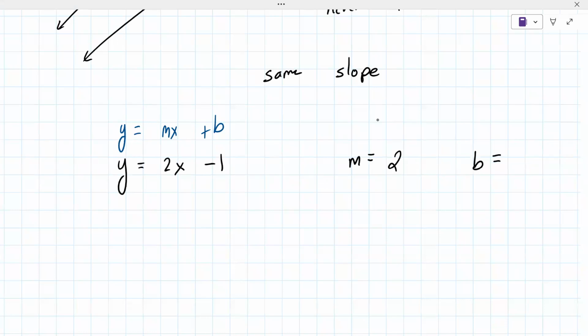Okay, and the b value is the other number. -1. Good. Okay. Now let's give you a second equation. Let's say it's y equals 2x plus 1. What is the slope? What is the b value? 2 and 1. Okay. I'm going to graph these for you.